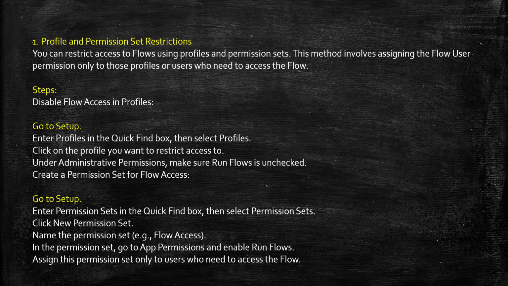How to create a permission set for those particular users? Enter Permission Set in the Quick Find box and select Permission Sets, click New Permission Set, and name the permission set Flow Access. Assign that permission set to the particular users who need access to the flow.